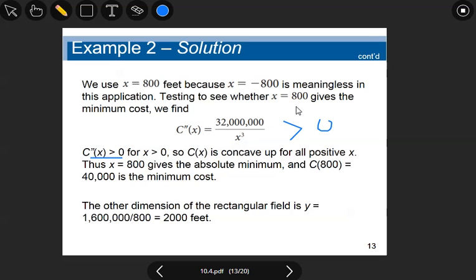So our cost becomes minimum when the length is equal to 800, and then we can calculate our width by dividing this amount by 800, so it is 2000 feet.